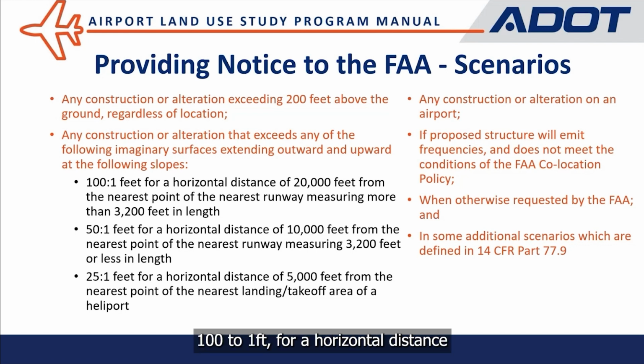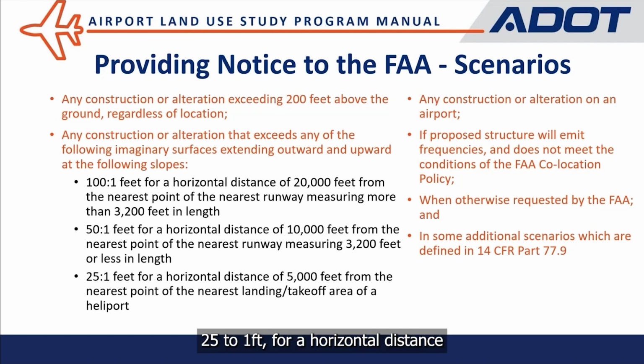100 to 1 feet for a horizontal distance of 20,000 feet from the nearest point of the nearest runway measuring more than 3,200 feet in length. 50 to 1 feet for a horizontal distance of 10,000 feet from the nearest point of the nearest runway measuring 3,200 feet or less in length.